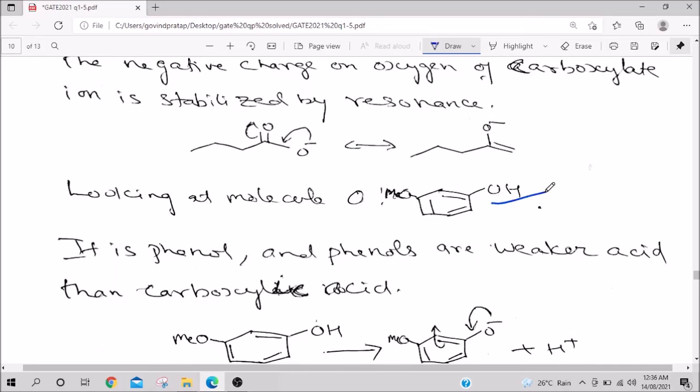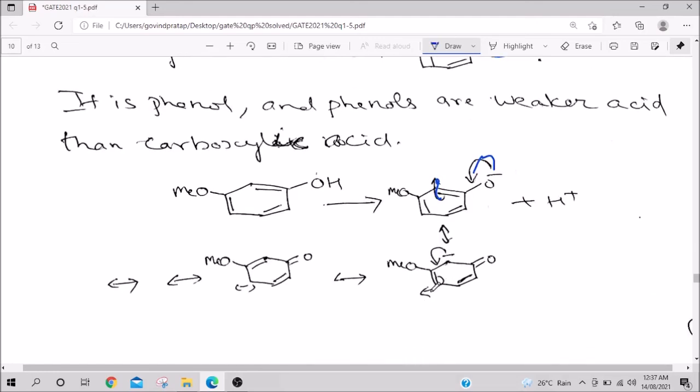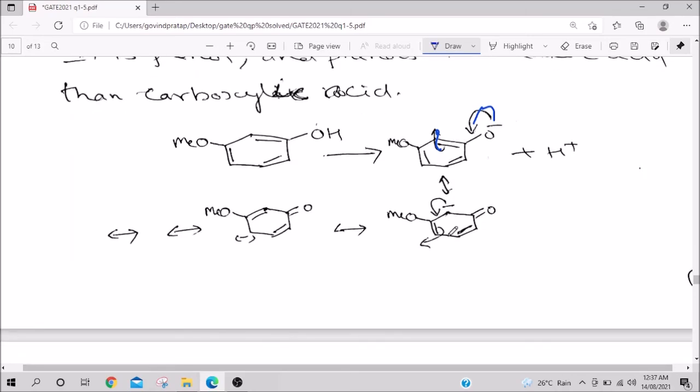Next is your phenol. Now phenol also, you remove the proton and look at it. So this negative charge goes and it's getting stabilized on this carbon, then comes on this carbon, then comes here, 3 carbon. So basically negative charge is coming over 3 different carbon atoms, and of course oxygen is there. So the negative charge is being stabilized between 4 atoms.